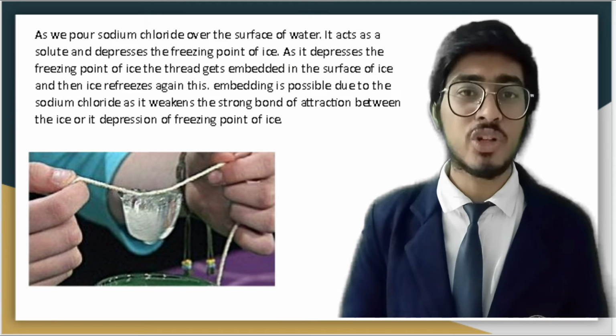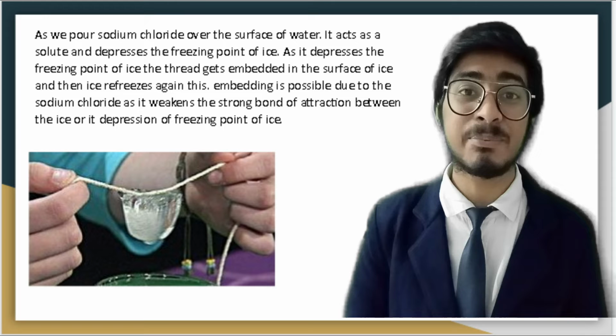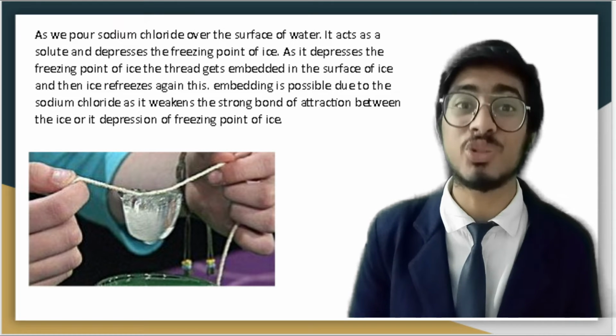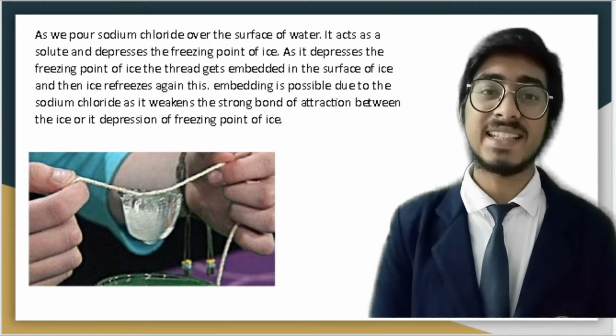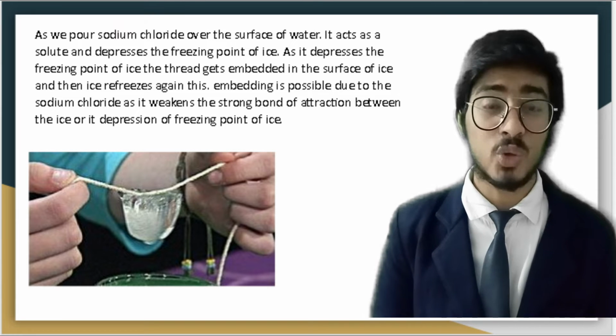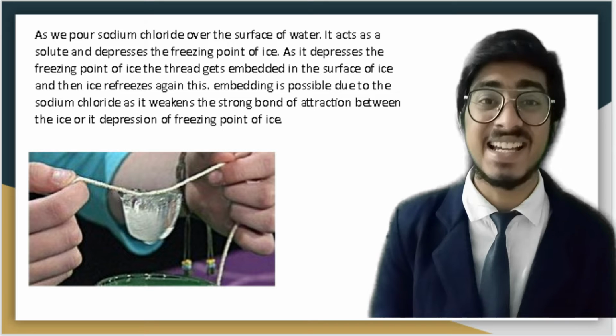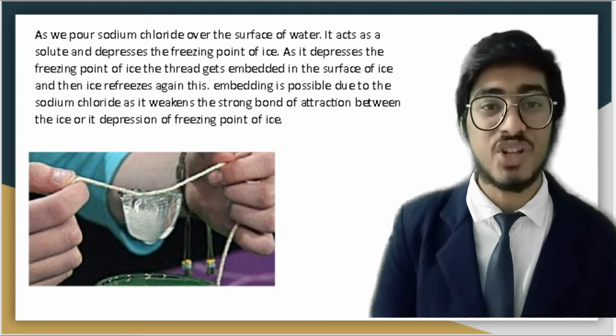When we pour sodium chloride over the surface of water, it acts as a solute and depresses the freezing point of ice. The thread gets embedded onto the surface of water and then the ice refreezes again. This embedding is possible due to the sodium chloride, as it weakens the strong bond of attraction between the ice and depresses the freezing point of ice.